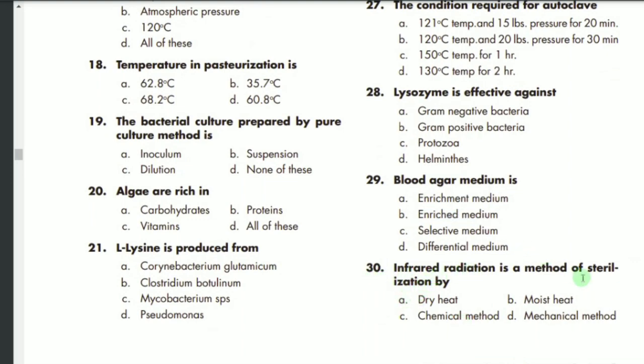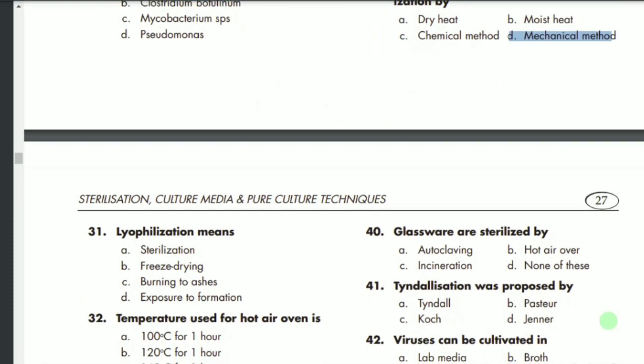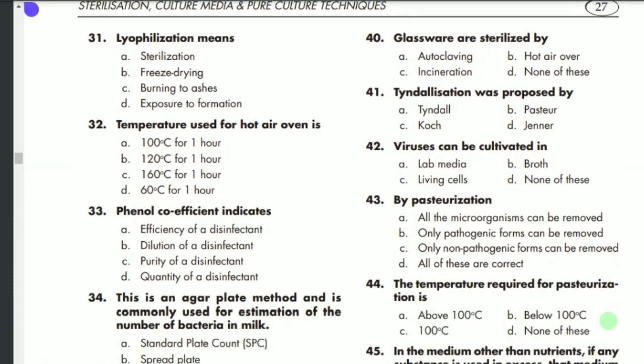Then we have MCQ number 30. Infrared radiation is a method of what? It is actually a sterilization method that is mostly used to kill all types of microorganisms, and the correct option for this is mechanical method. D is the correct option. Okay, MCQ 31 says that lyophilization means, so remember, lyophilization means freeze drying. B is the correct option.